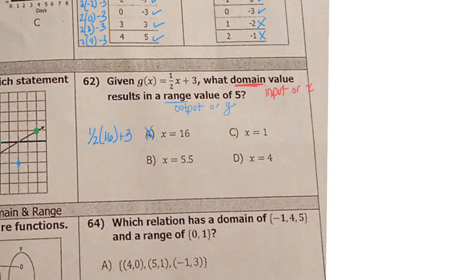If I plug in C, 1/2 times 1 plus 3 does not equal 5. So that one does not work. 5.5 is definitely not going to work, but that's okay. And then if you look at D, 1/2 times 4 plus 3. 2 plus 3 equals 5. Yep, so that one works.